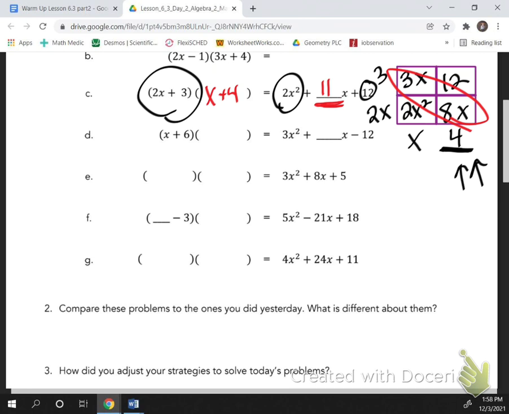Questions? Is the parentheses thing, like the x plus 4, is it just like the bottom part on the box? Yes, it's the bottom part in the box. So that went right there.